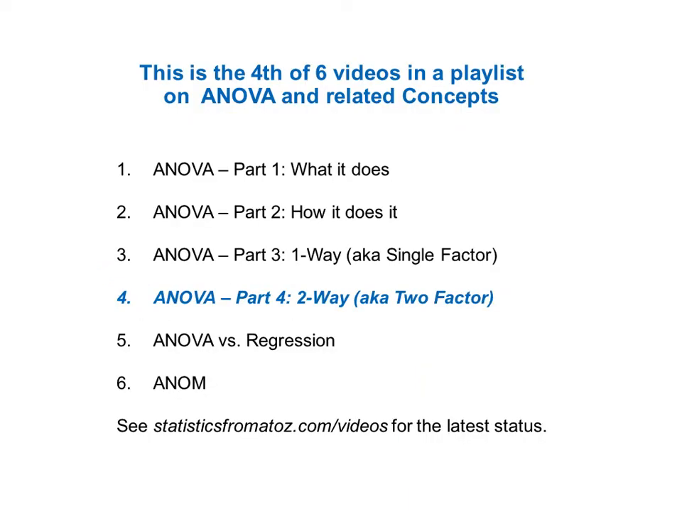This is the fourth of 6 videos in a playlist on ANOVA and related concepts. There are 4 videos on ANOVA only. This part 4 video is about the 2 different types of two-way, also known as two-factor ANOVA. Depending on when you are viewing this, videos 5 and 6 may not be available yet. To get the latest status, see the videos page on the book's website.